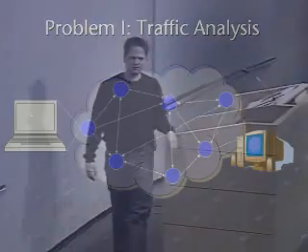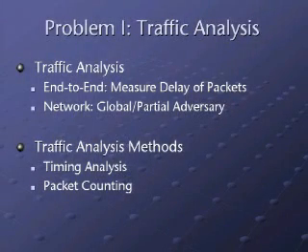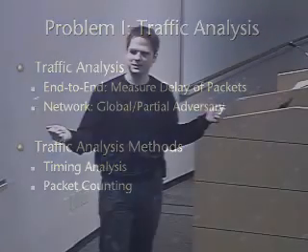So problem number one in this whole work is traffic analysis. If one computer communicates with another computer, everybody could see the path through the network. Secondly, we could measure the end-to-end delay of the packets between the two ends. And the network could have a global or partial adversary, so the adversary could control a large number of nodes or just a small number of nodes.